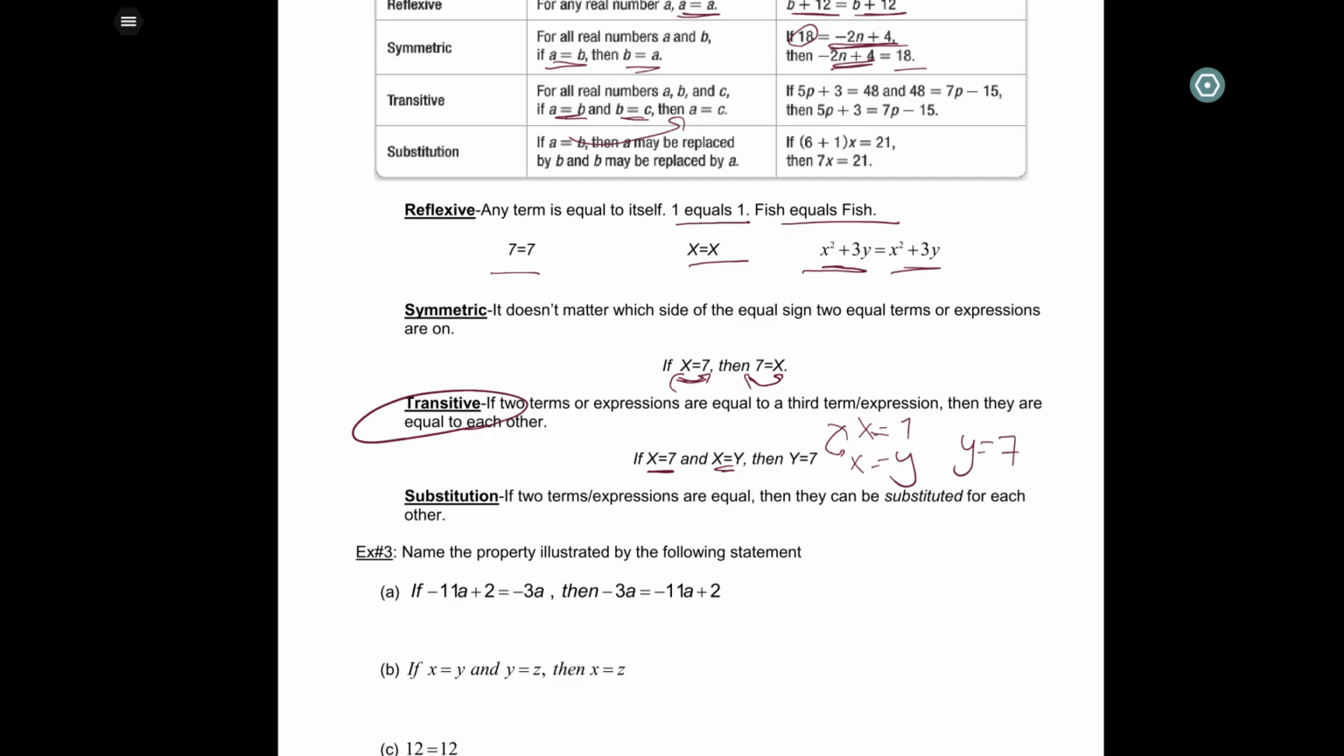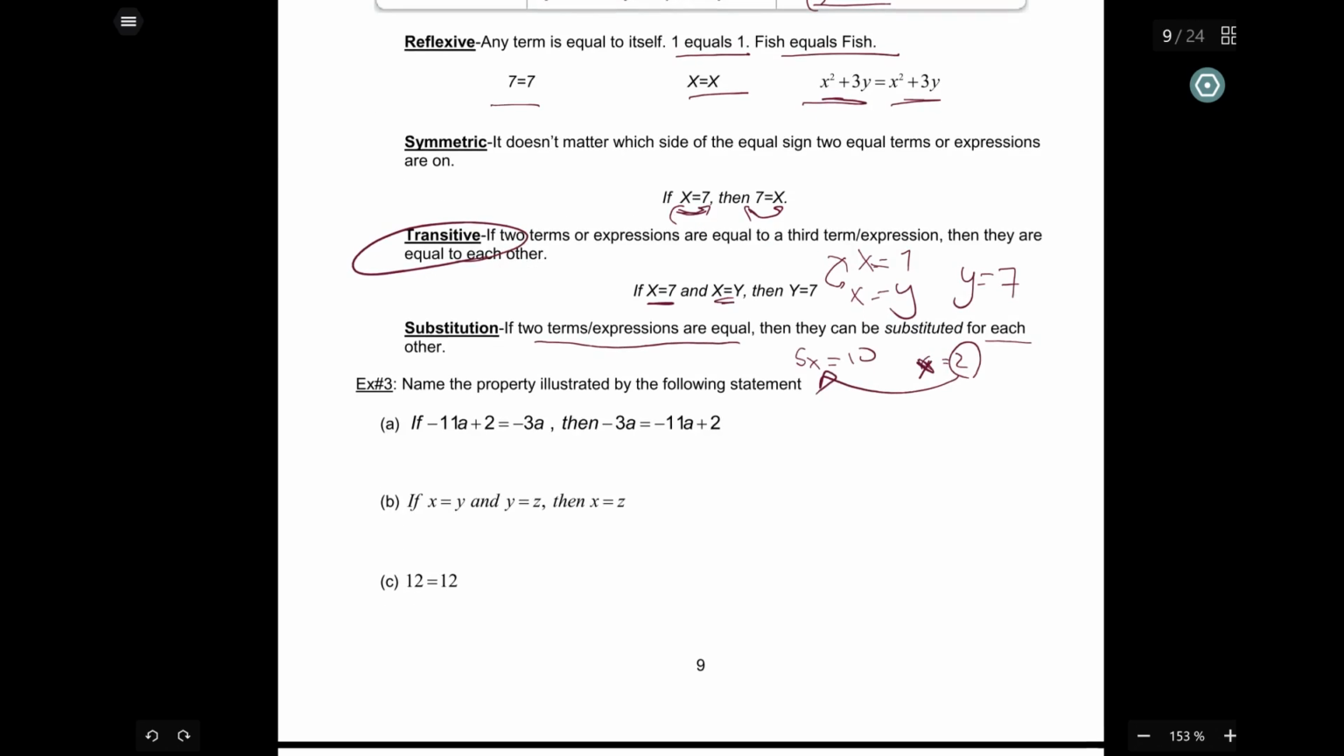The last one is substitution. If two terms or expressions are equal, they can be substituted in for each other. So up here, if a is equal to b, a can be replaced by b. So up here, we said that 6 plus 1 times x is equal to 21. Well, I know 6 plus 1 is 7, so I can just sub that in, and then I have the same thing. So I could say 5x is equal to 10, and I know x is equal to 2, so you just plug that right in to x, and that makes it true.